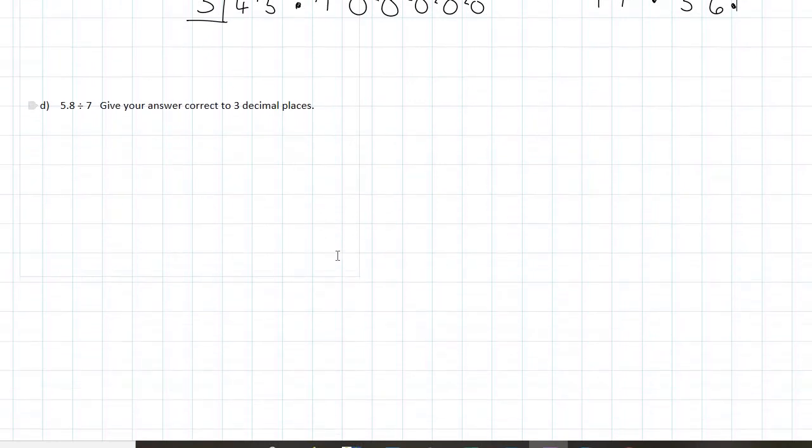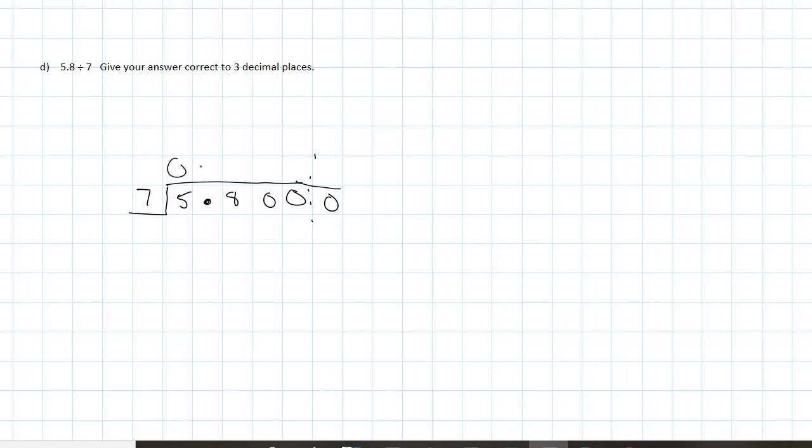Let's have a look at this one. Now this is saying give your answer to 3 decimal places. That's kind of a hint that it's going to be a long decimal. If I'm going to round it to 3 decimal places, I want to know what it is to 4 decimal places so that I can then round. So let's make sure I've got 4 decimal places in here. So I've got 7 going into 5.8, and I want to make sure I've got 4 decimal places. If I'm only going to round it off to 3 decimal places, it doesn't matter what comes after that. So let's go through it.